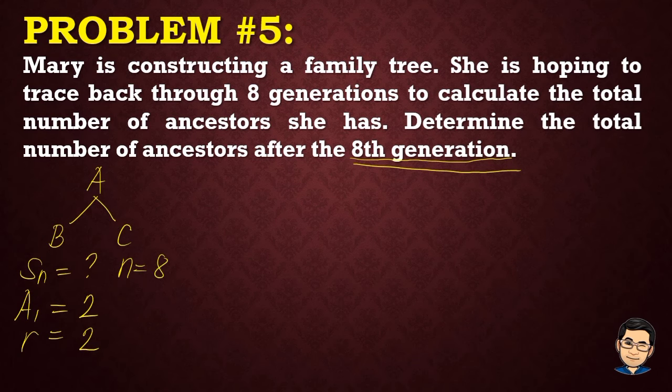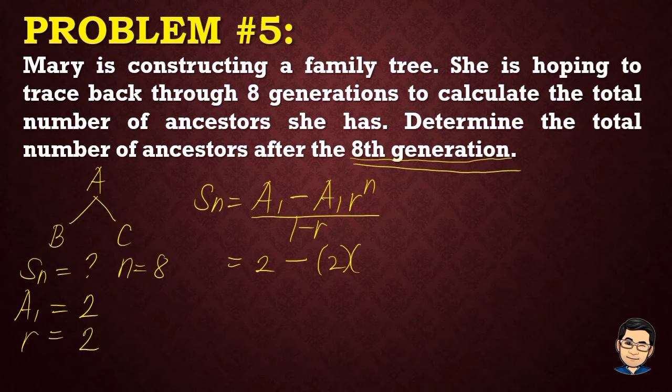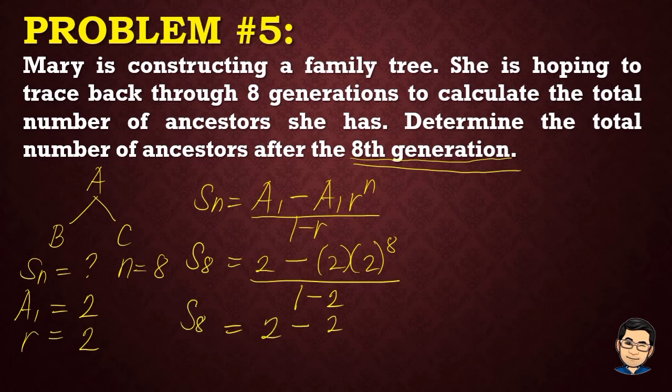So, we apply the formula S sub n is equal to a sub 1 minus a sub 1 r raised to n, all over 1 minus r. Now, a sub 1, that is 2, minus the product of a sub 1 and r raised to n, so r is 2 raised to 8, and then all over 1 minus 2. Next, S sub 8 is equal to 2 minus 2 times 2 raised to 8. So, that is 256.